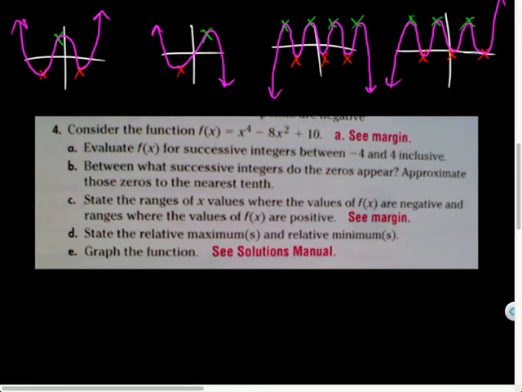Could someone tell me the general shape of this function based off of the equation? Yeah, it's W because it's a 4th degree, and the leading coefficient is positive, right? What's the y-intercept on this? 10, right? Because that's the constant. How many x-intercepts could it have? Up to 4 because of the exponent.